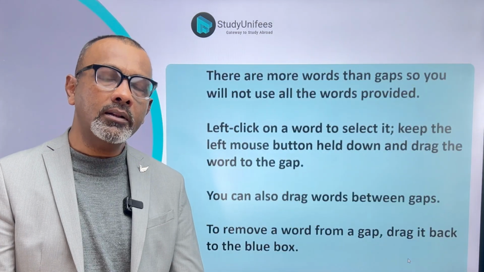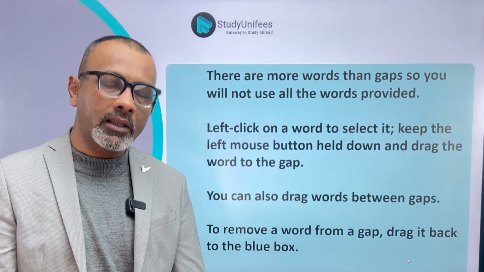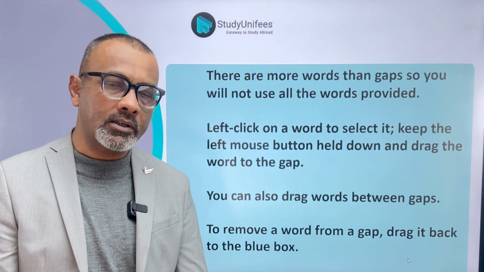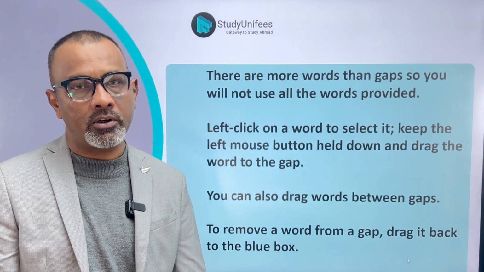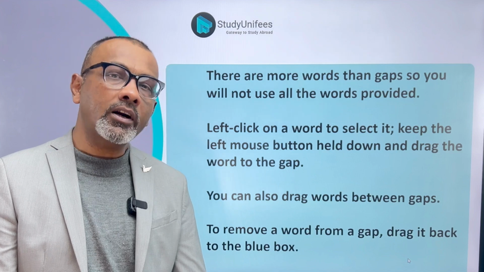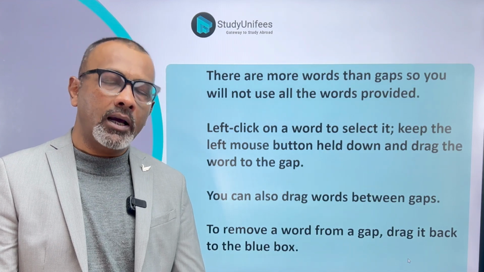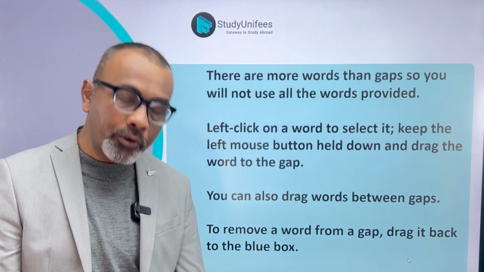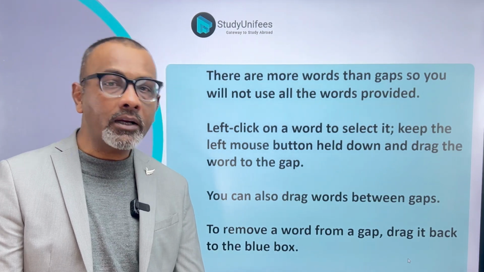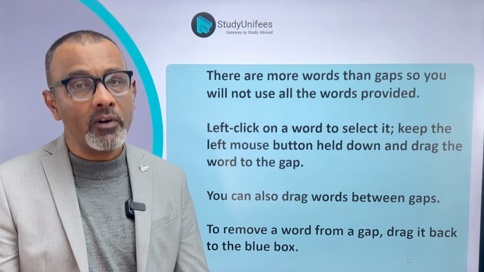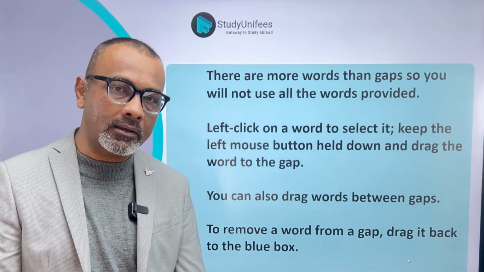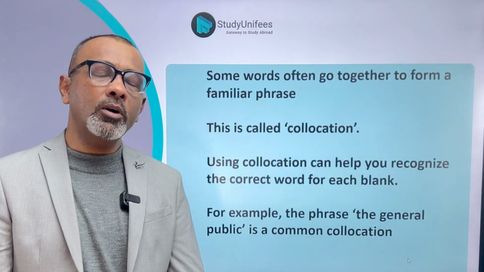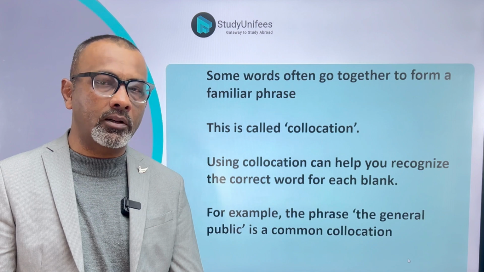As we saw in the sample we just looked at, there are more answer choices than blanks in the paragraph. This means that you will not be using several answer choices. Left-click on a word to select it, and keep the left button down while you drag to the gap. You can also drag words from one blank to another. To remove a word from a gap, just drag it back using the left-click option to the box below the paragraph. Now, we will look at several things that will help you to solve this question.